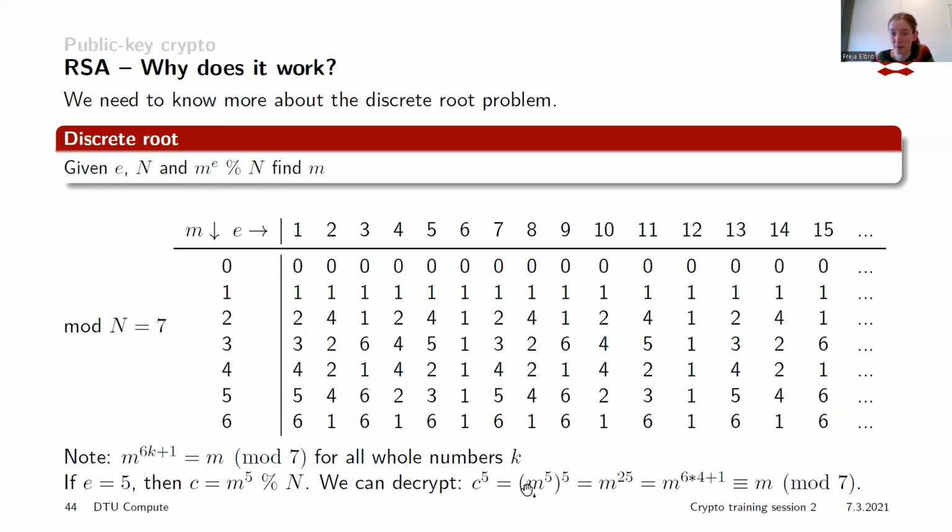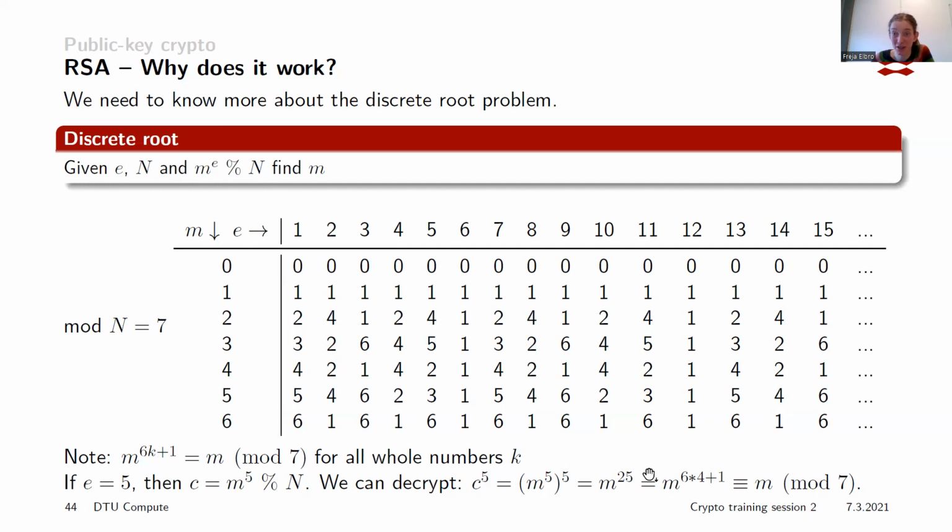Raising my ciphertext to the power 5, well, my ciphertext is just m to the 5th, and m to the 5th, and then to the power 5 again, that's m to the 25. I hope you agree. And m to the 25, I can write as m to the 6 times 4 plus 1. And we just agreed, I hope, that every time I take m to the 6 times something plus 1, I get just m, and therefore I get just m back.